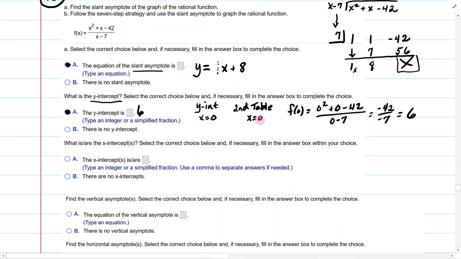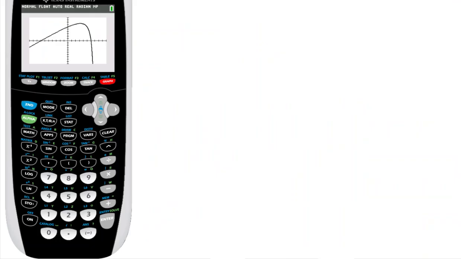Let's do the second table. So I'm going to go to my grapher and look at my y equals. I have it typed in: open parentheses, x squared plus x minus 42, close parentheses, divided by open parentheses, x minus 7. You must use parentheses.